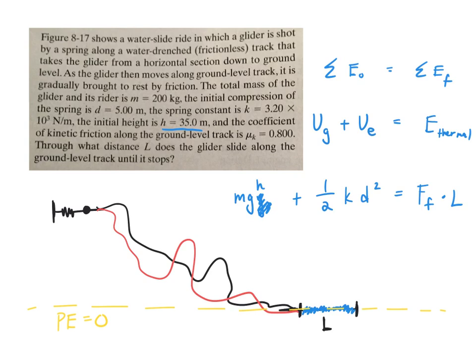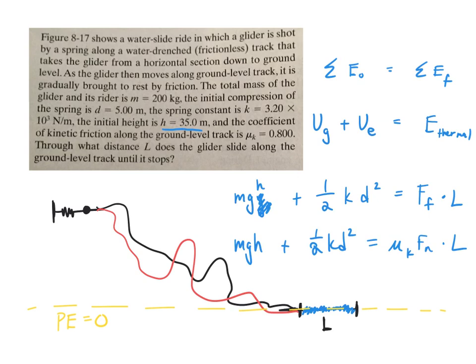Now, are we giving mu? Is that a value? Yes. Mu is given. So because I'm giving mu, I should replace Ff with mu Fn in general, mu K in this case. So L is simply mgh plus 1/2 kD squared divided by mu Fn. Okay, divided by mu Fn.